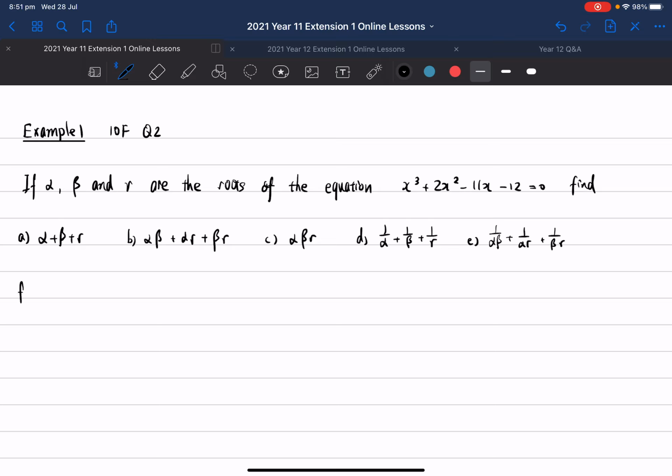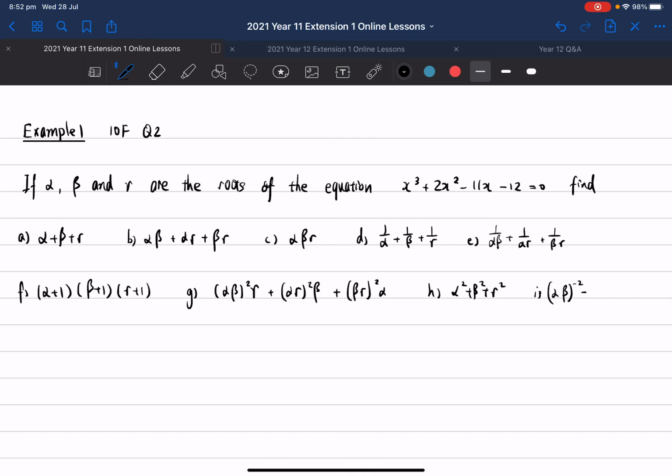And then we'll move on to question F. So there are quite a few questions there. Alpha plus 1, beta plus 1, and gamma plus 1. And then we've got question G, alpha beta squared gamma plus alpha gamma squared beta plus beta gamma squared alpha. And then H, alpha squared plus beta squared plus gamma squared. Or actually, that's the second last one. And the very last one is alpha beta to the power of negative 2 plus alpha gamma to the power of negative 2 plus beta gamma to the power of negative 2.